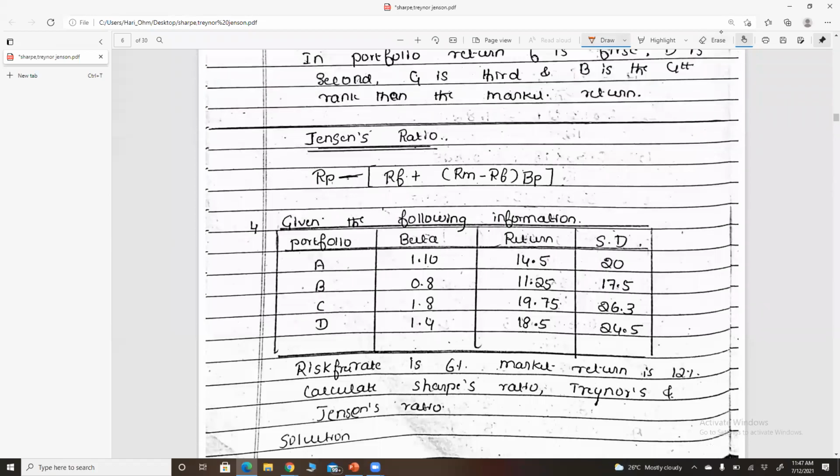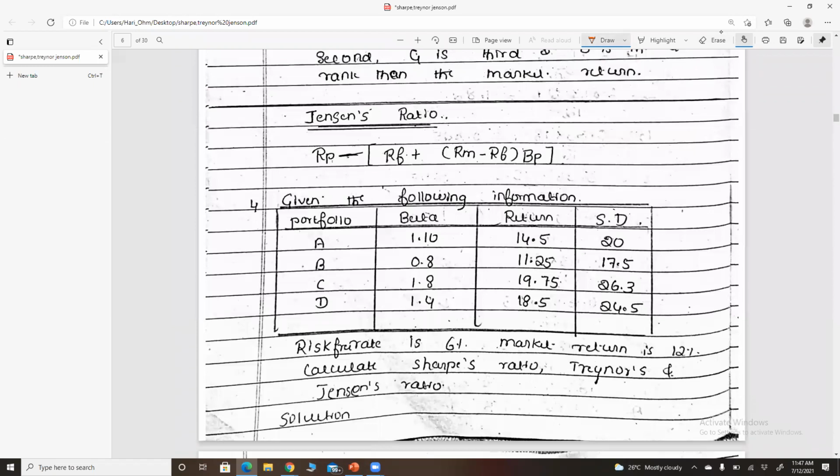Hello everyone. In this session, we are going to work out a problem on Jensen's ratio. In the last session, we worked out a problem on Sharpe ratio and Treynor's ratio. In this session, we are going to work out the combined question, that is, to calculate Sharpe ratio, Treynor's ratio, and Jensen ratio.